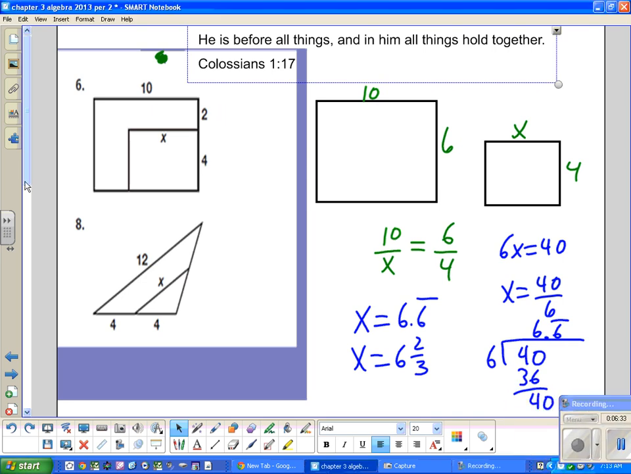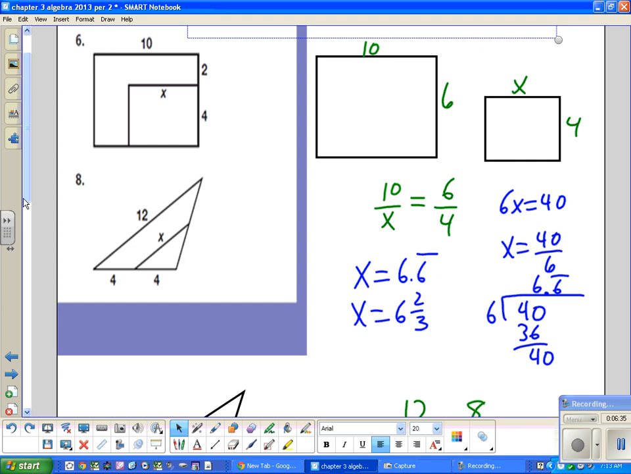Again, we're doing some long division. It's not going to kill us. It'll make us stronger. And we get 6.6 repeating. Again, X equals 6 and 2/3. 6 repeating is 2/3 as a fraction, and we should memorize that and know that.